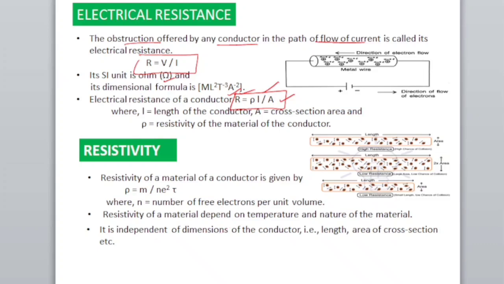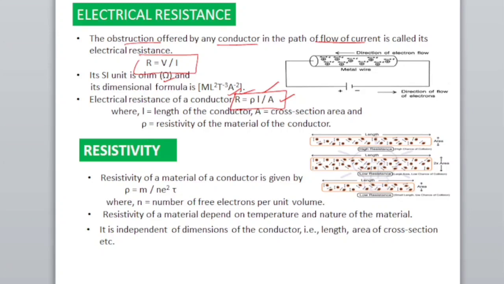Why this resistance? From where does it exist? If a large current flows through a circuit, what happens? It will damage the circuit because a large amount of heat is produced. So resistance helps to avoid this damage and controls the flow of current. So it is produced inside the conductor by itself.